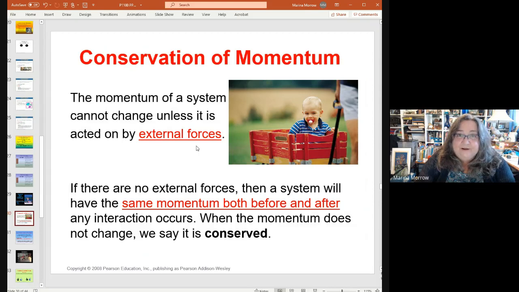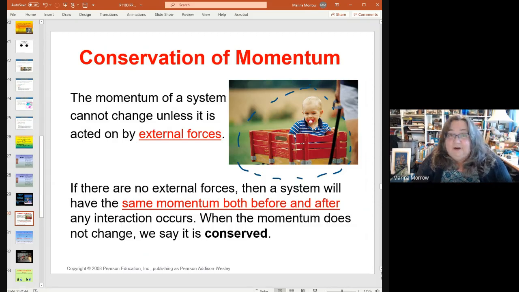So remember we talked about a system of objects, how you could outline it with a box. So let's say I outline this kid in a box in his wagon. So there, the system of objects is the kid and the wagon. Now, therefore, the parent over here is providing an external force. So the kid in the wagon can't make the wagon move all by himself.